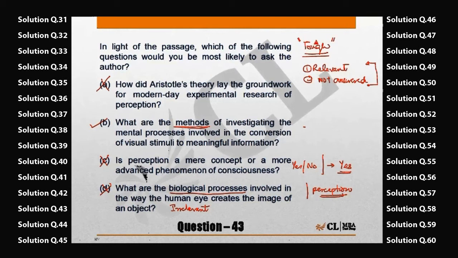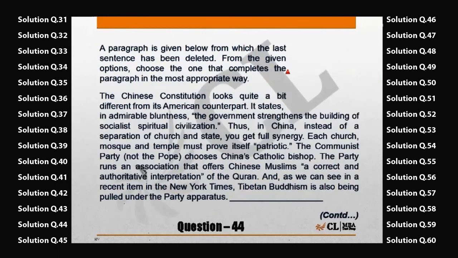Every single slot in the CAT last year had a question which is asking the author. A very tricky one, but if you go with this simple idea as to whether it is relevant, not an answer, you'll be able to eliminate the option and get to the answer choice. Question number 44. This is para completion.